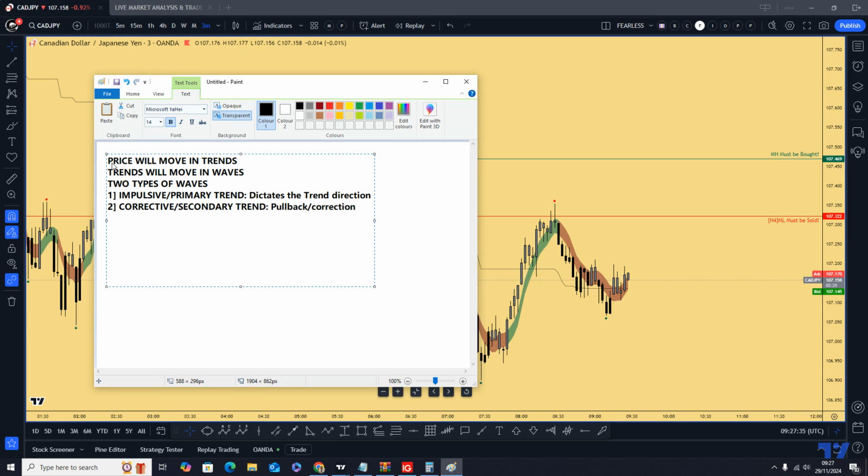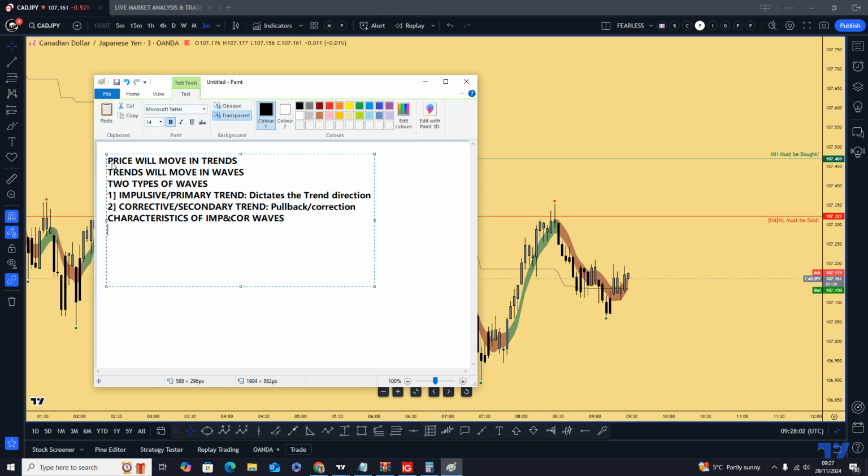So now I'm drilling into the characteristics of these two waves, the impulsive wave and corrective waves. Very important to understand this.